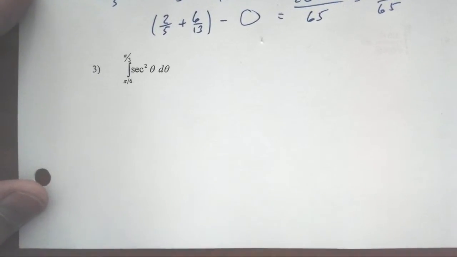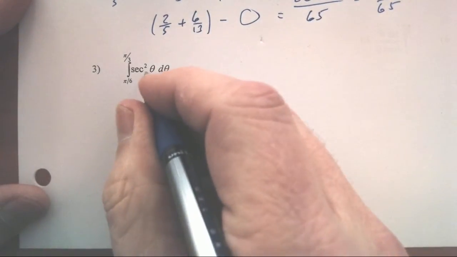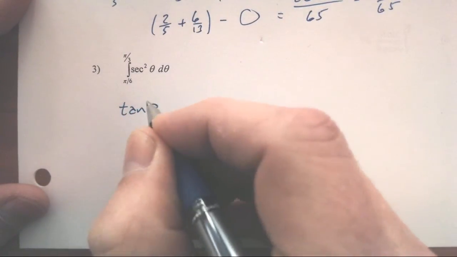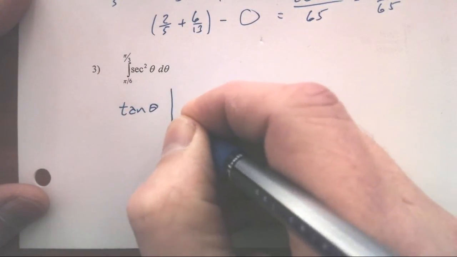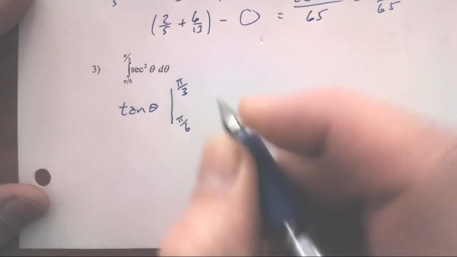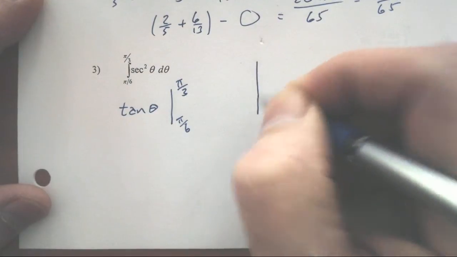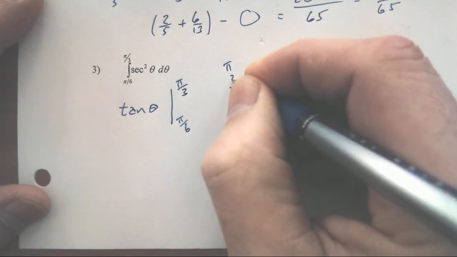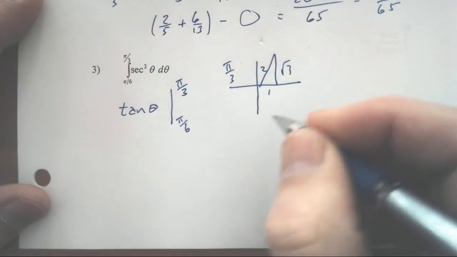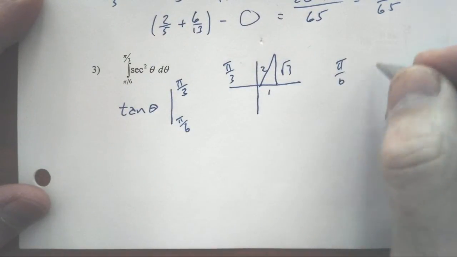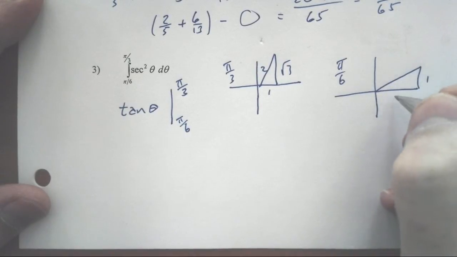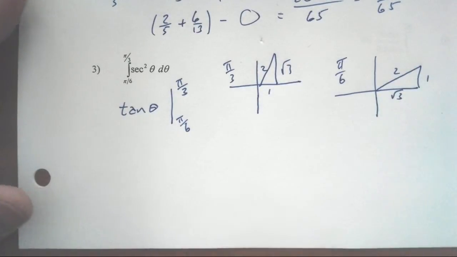Okay, antiderivative of secant squared. This is a gift. Antiderivative of secant squared is tangent of theta. We're integrating from pi on 6 to pi on 3. Maybe you need to draw these. Here's pi on 3, root 3 to 1 to 2, and here's pi on 6, 30 degrees, 1 root 3 and 2.